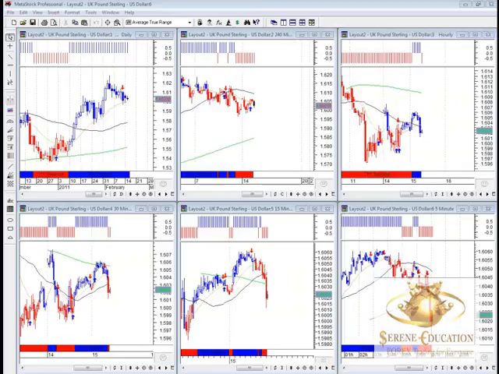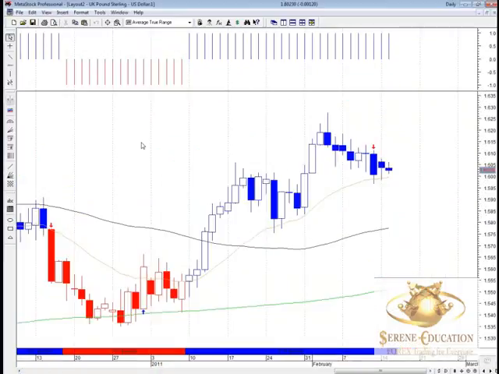Okay, the next pair that we're looking at on our CTC strategy this morning, on the 15th of February 2011, is sterling against US dollar. So I'm just going to bring it up on our daily time frame. Okay, so what are we looking at? Let's have a look at trend direction first.